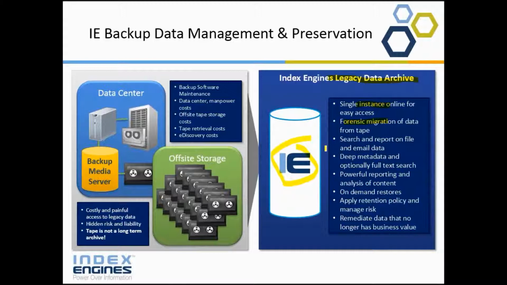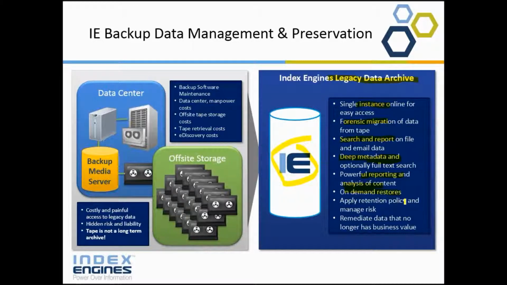This environment, the Index Engines searchable archive, allows you to search and report on that data, the file and the email data, again, a deep metadata index of the content. There's an option to turn on full text search capability as well, so if you need to search for keywords, look for patterns like PII, Social Security numbers, credit card numbers, you can accomplish that as well. There's powerful reporting and analysis of the content, so you can review what exists in that single instance of that legacy tape data, legacy backup data, and determine the disposition strategy of that content.